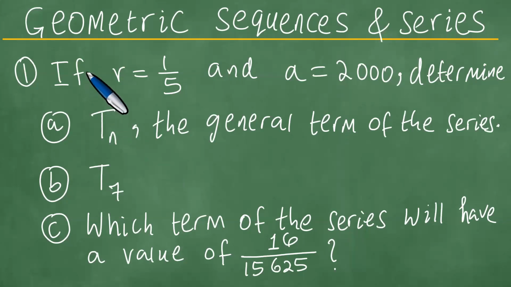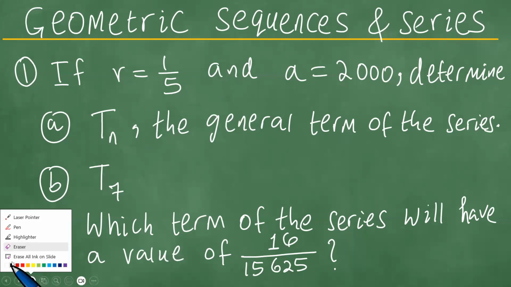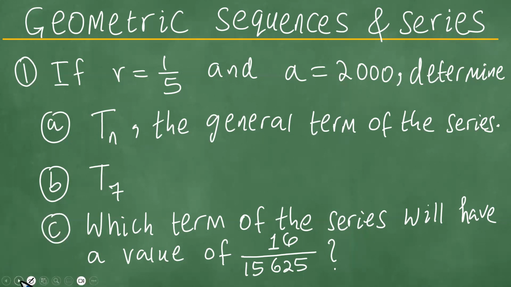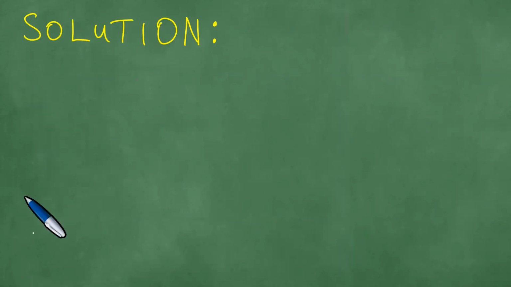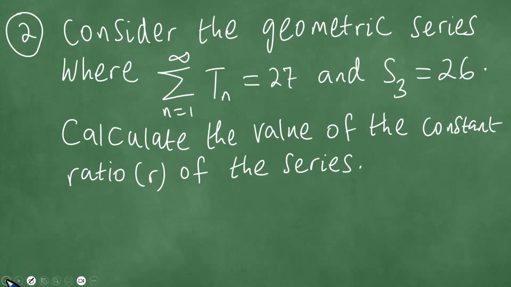Right, obviously we are continuing with our discussion on geometric sequences and series. If the constant ratio is 1/5 and the first term is 2000, we determine the general term, T7, etc. So let's get started. How do we find the general term of a geometric series? We stated that and we continue with that. To find the general term, we proceed as follows.